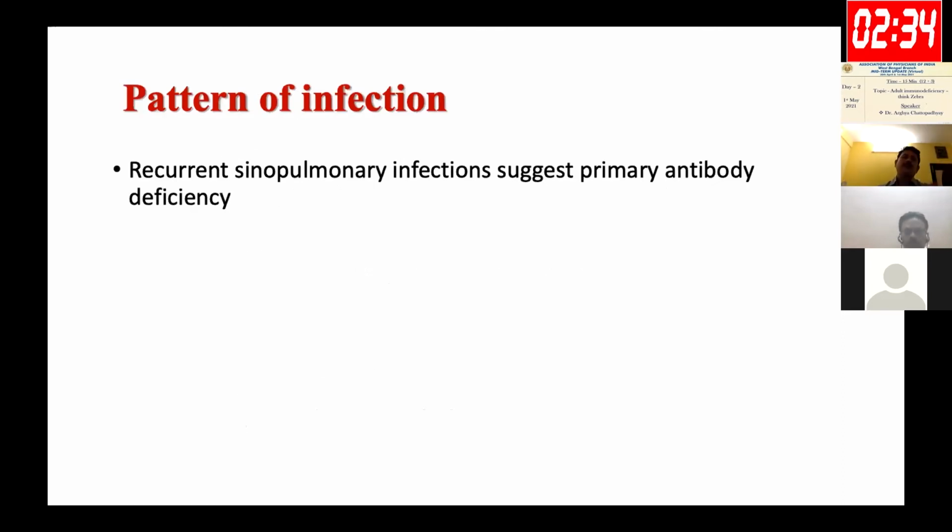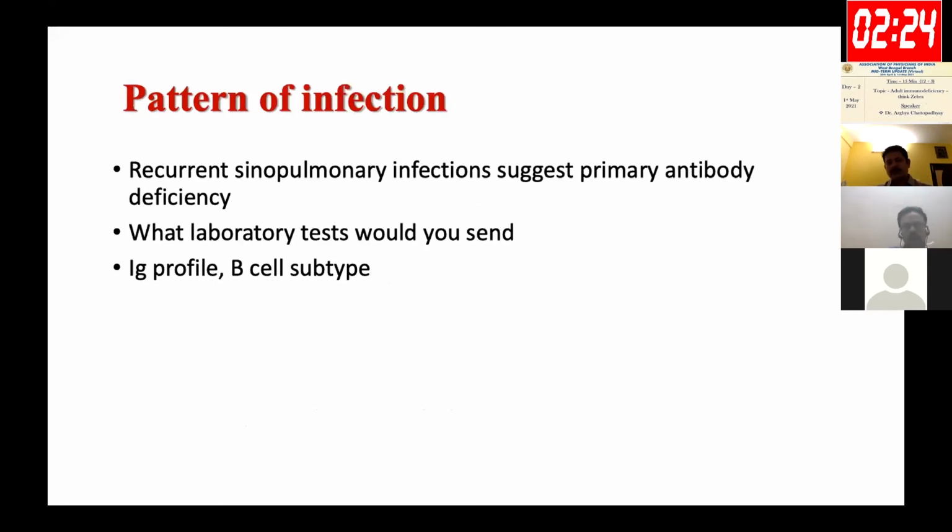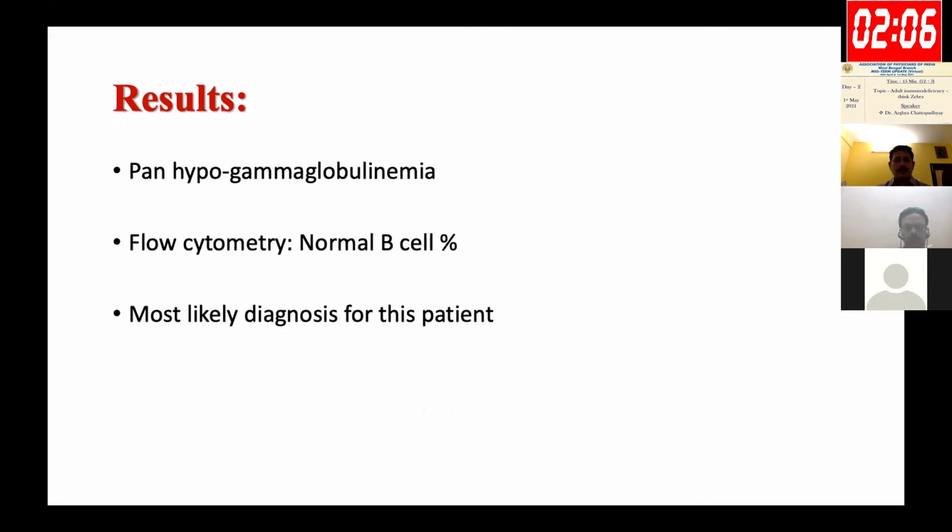If we look into the pattern of infection, recurrent sinopulmonary infections suggest primary antibody deficiency, and one should send for an immunoglobulin profile. This is a very simple test available everywhere. B cell subtypes are difficult, but whenever you suspect someone suffering from primary antibody deficiency, just check one immunoglobulin profile, IgG, M, and A. It's a very simple test available everywhere. Just a simple test can save this life.